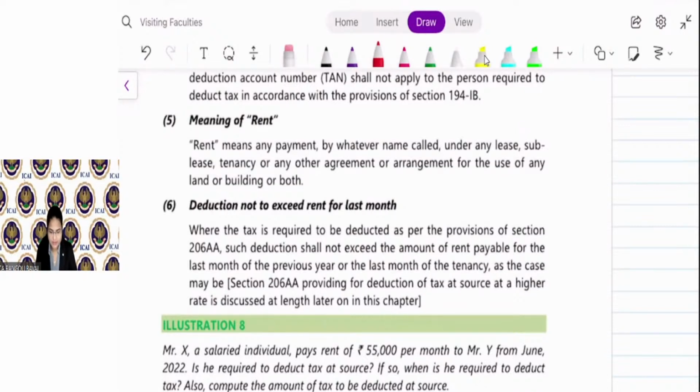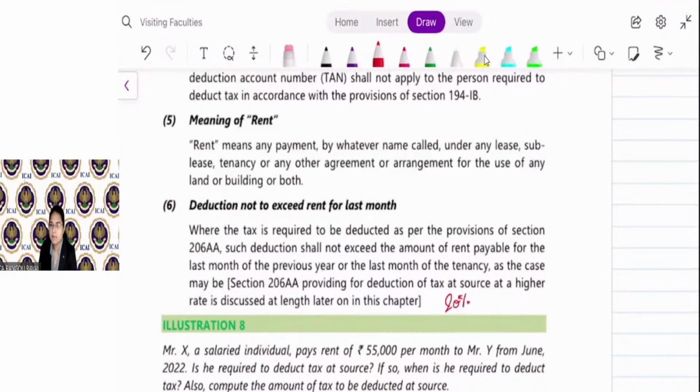Now, the deduction should not exceed the rent for the last month. Here what happened, my dear friends? Say for example, you need to obtain the PAN of the owner. If the owner is not giving his PAN to you, then you need to deduct TDS at a higher rate, that is 20%. So if the owner is not providing you PAN, then you are required to deduct TDS at the rate of 20% for the entire year's rent, okay, from the last month.